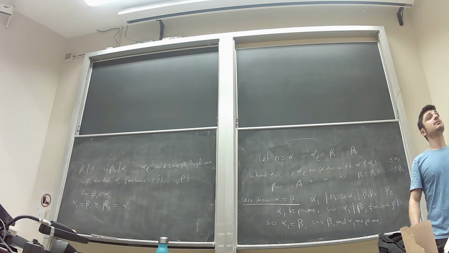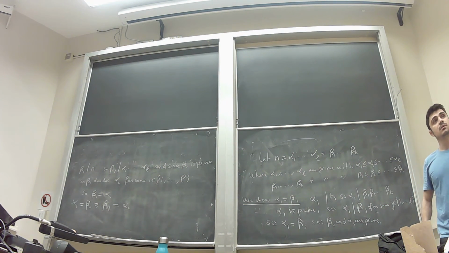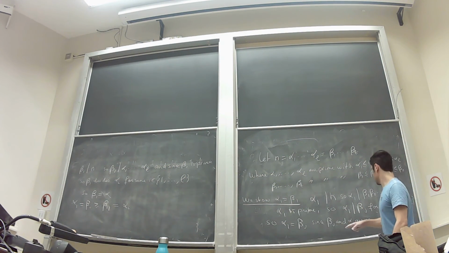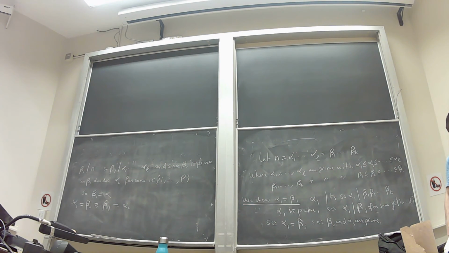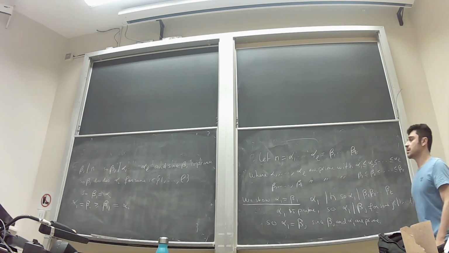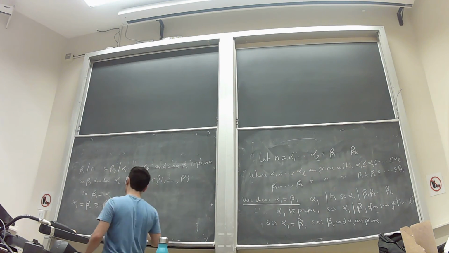I'm a bit confused over here. How can alpha 1 be equal to that beta j? Like, how can it be equal to all of them? No, it's for some j, it's not for all of them. Oh, it's equal to one of them. Okay. So alpha 1 divides beta j for some j, so alpha 1 is equal to this beta j. Okay, now alpha i is also bigger than alpha 1.